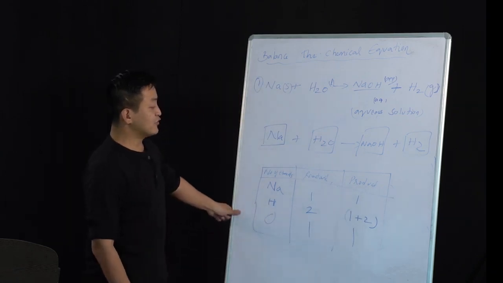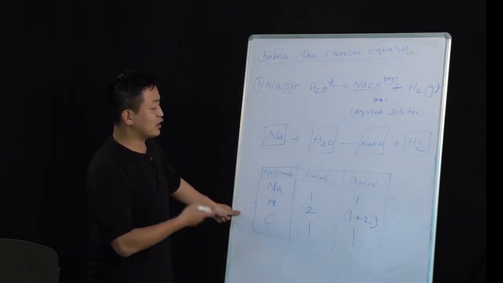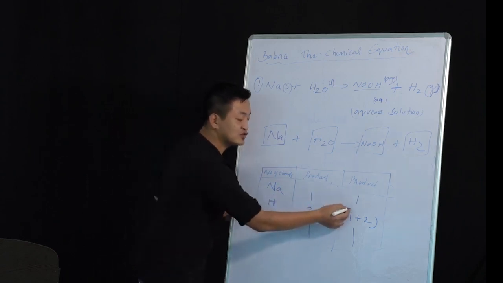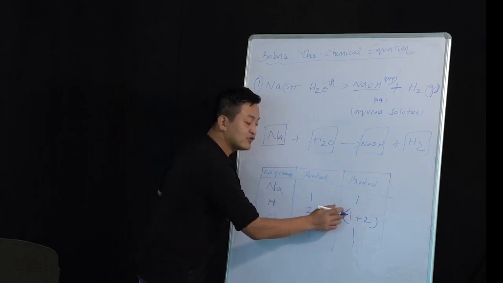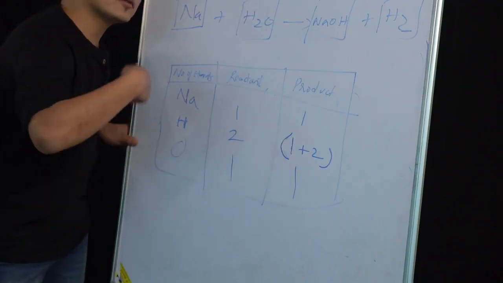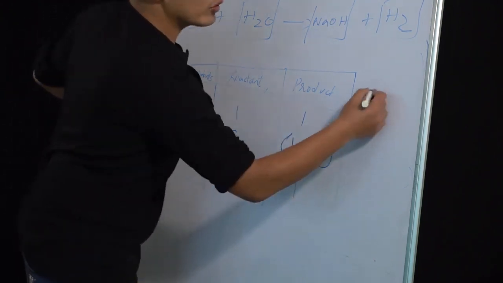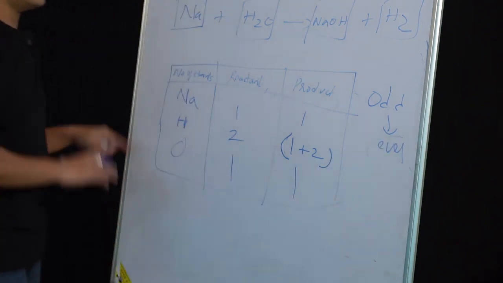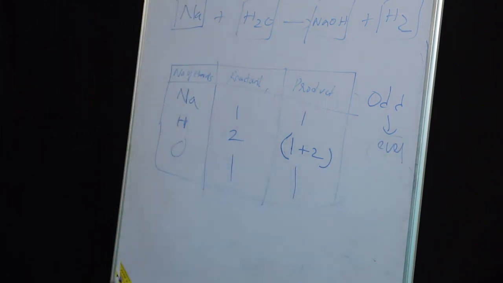So instead of thinking too much about this one, how do we balance this one? I'll give you one idea when you face this kind of situation: whatever odd number you have, you try to convert it into even. Because if we have all even numbers, that means we'll be able to balance it very easily.